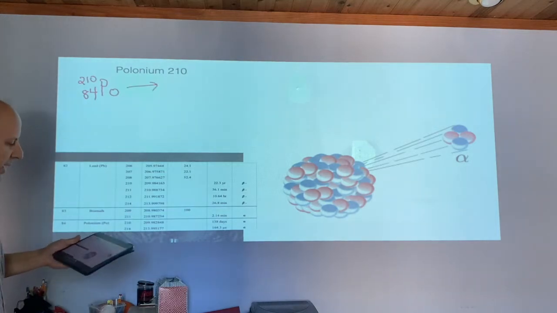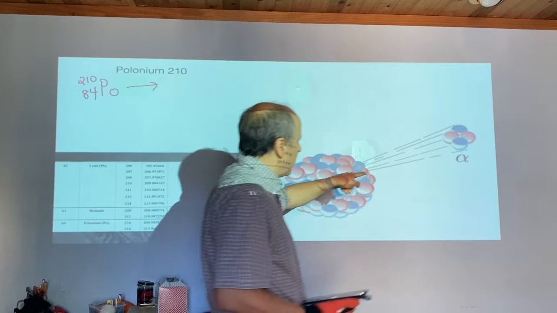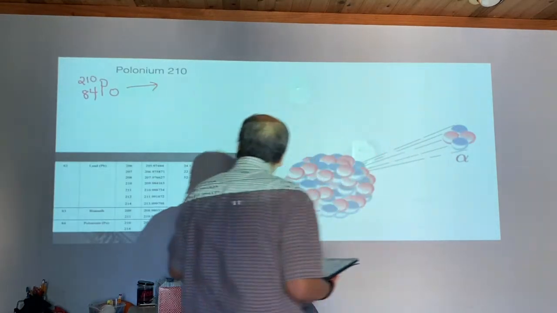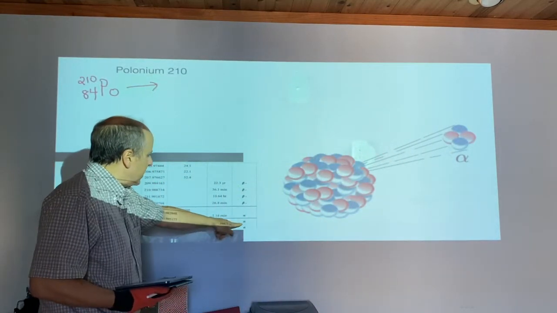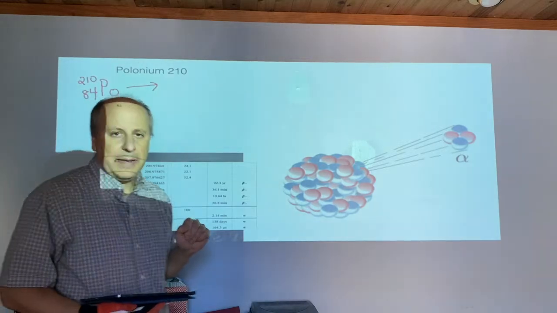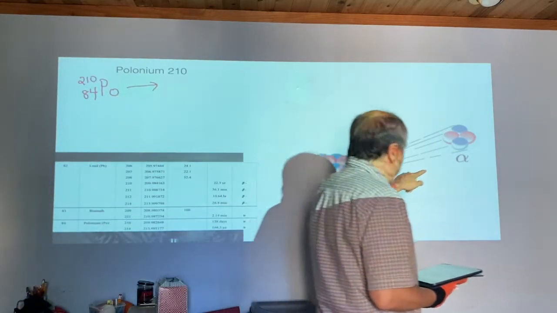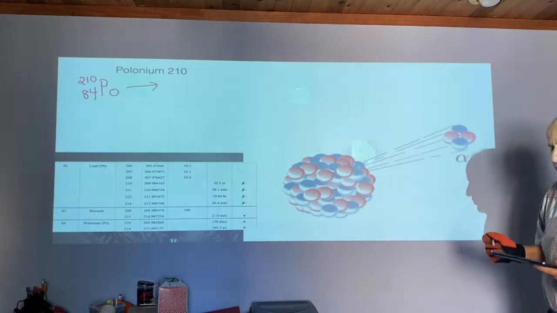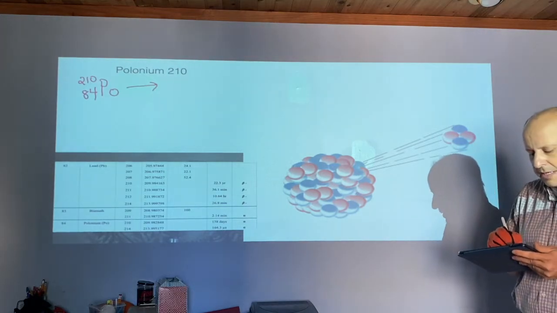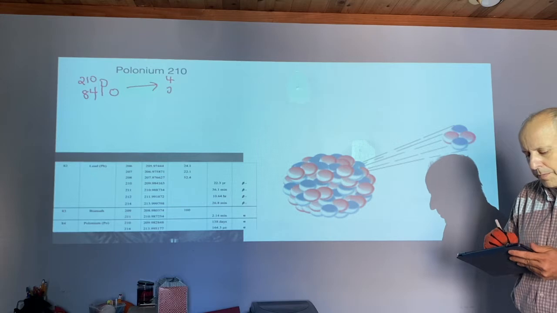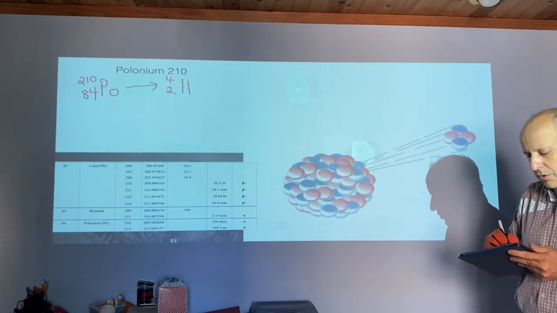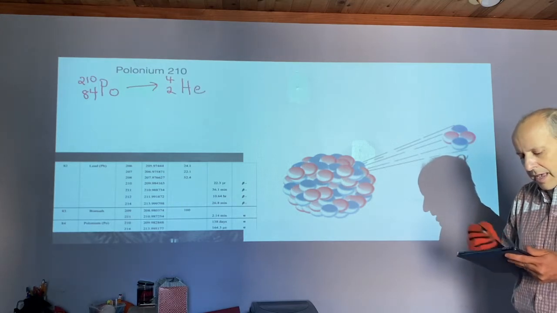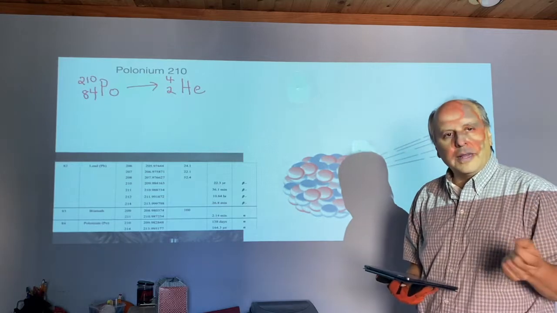It decays by giving off an alpha particle. You can see that in your isotope sheet. It's got the symbol alpha under decay mode. An alpha particle, as I mentioned the other day, is 2 protons and 2 neutrons. So that turns out to be 4 particles, 2 protons, and that's a helium-4 nucleus.